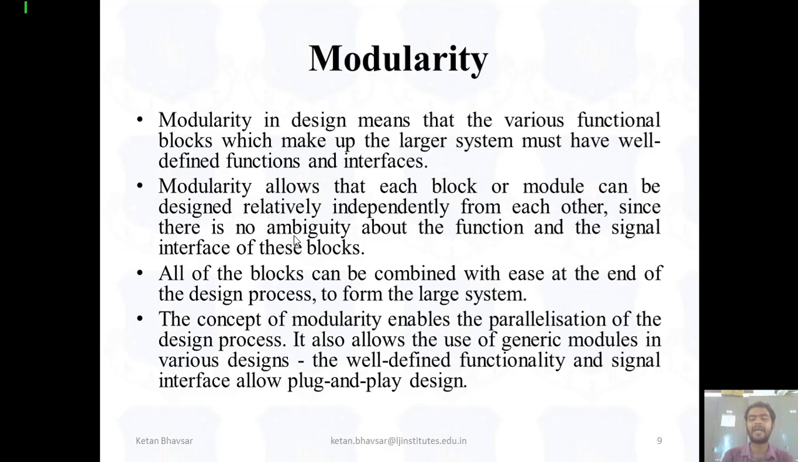So what exactly does parallelization mean? It reduces your time complexity or increases your performance speed as compared to serial communication, or we can say serialization. It also allows the use of generic modules in various designs. The well-defined functionality and signal interfaces allow plug-and-play design. The generic modules we can implement with Xilinx or with the help of VHDL and Verilog programming. Fine. So we can design a plug-and-play system with the help of modularity, and a plug-and-play system is possible only if each and every module works perfectly.